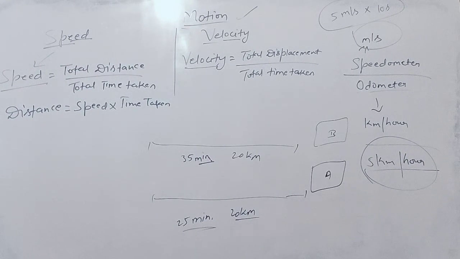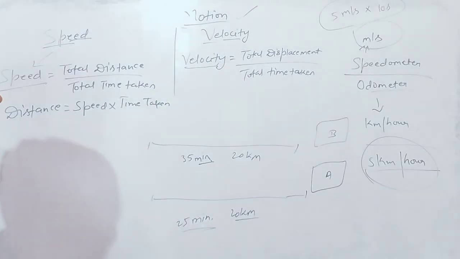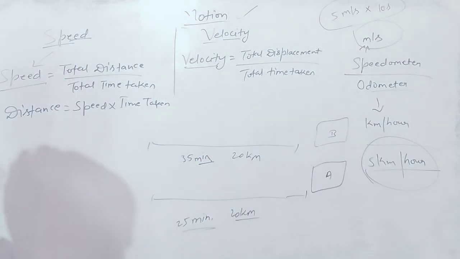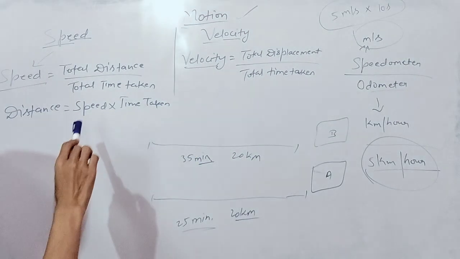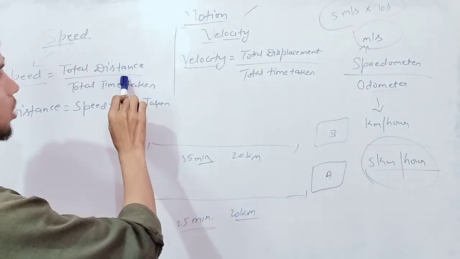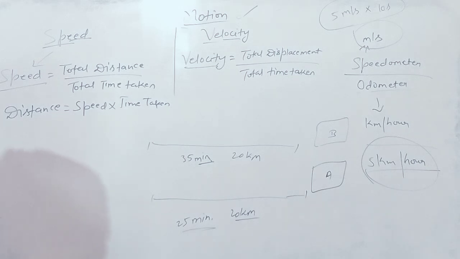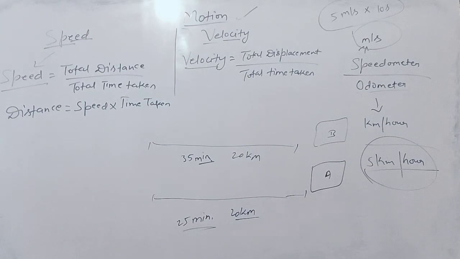Clear? This is the difference, only direction. Here we are not taking direction, here we are taking direction. That's it. The formula is the same. Here you can see distance does not have direction, displacement has direction. Clear? This was the difference between them. Both are speed, both are motion, but only direction is the difference.